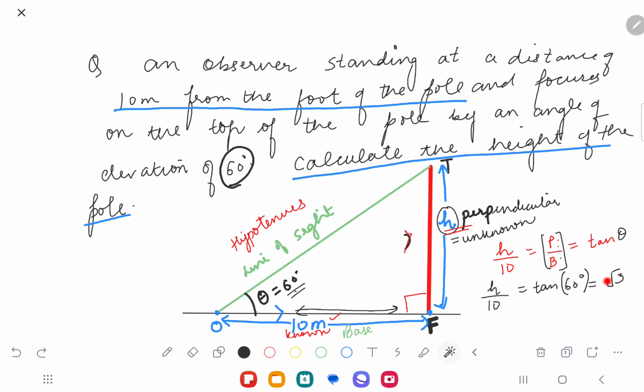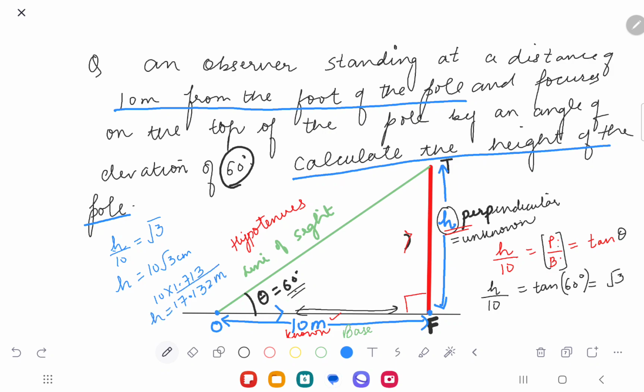So one value I know from the table, and one value for every triangle I can calculate. So I hope you can equate them. You will have h over 10 equal to root 3. So what shall be h? h shall be 10 root 3 meters. And what is the value of root 3? The value of root 3 is 1.713, so 10 into 1.713 shall be 17.132 meters.